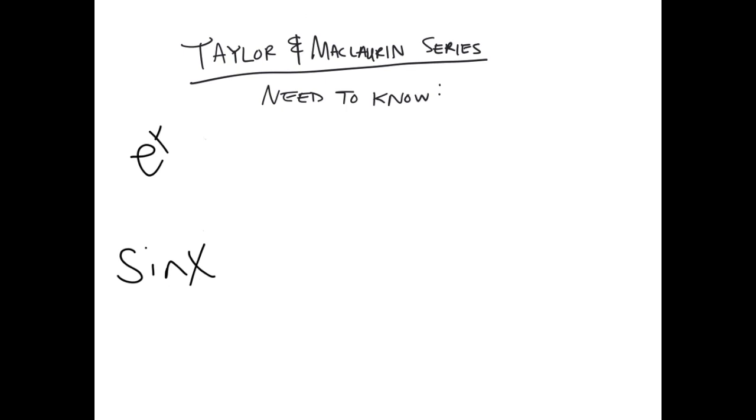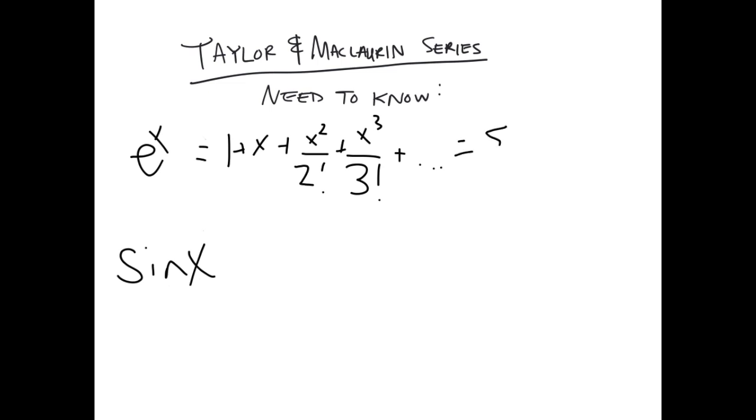All right, so this is 2 out of 5 of the series you need to know. So for e to the x, you have 1 plus x plus x squared over 2 factorial plus x cubed over 3 factorial, and so on. That is super nice and goes into a really beautiful setup here: the sum of x to the n over n factorial.